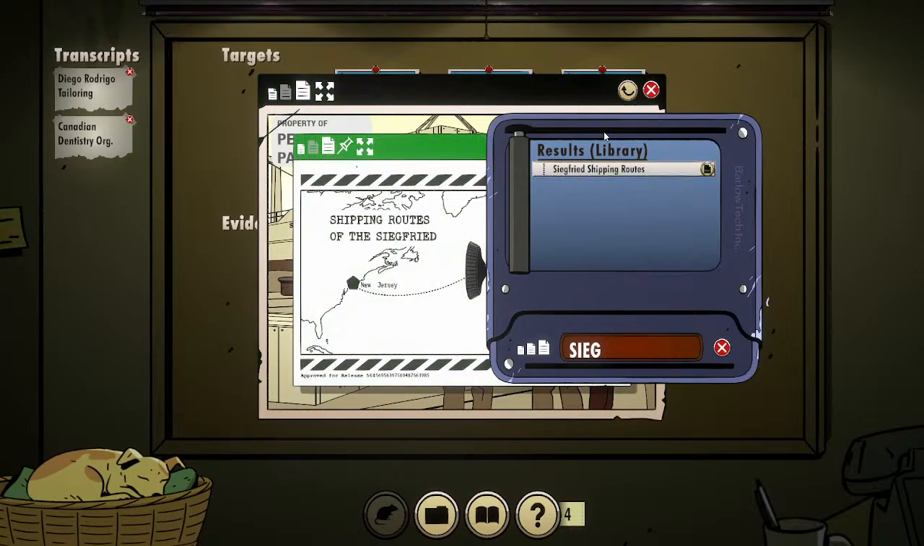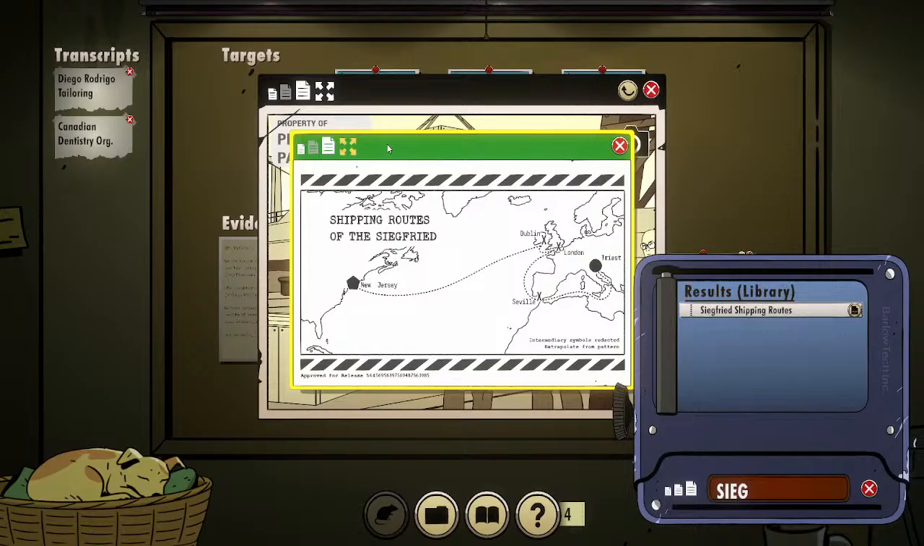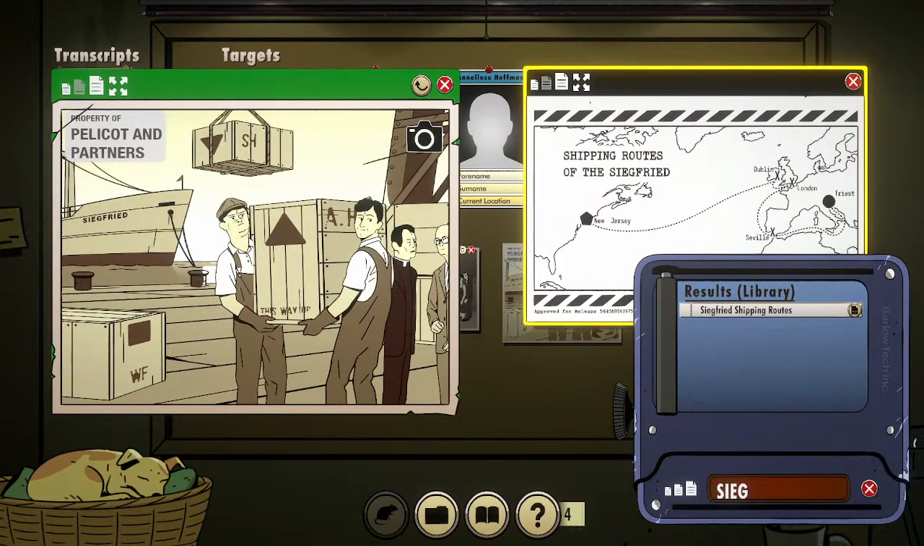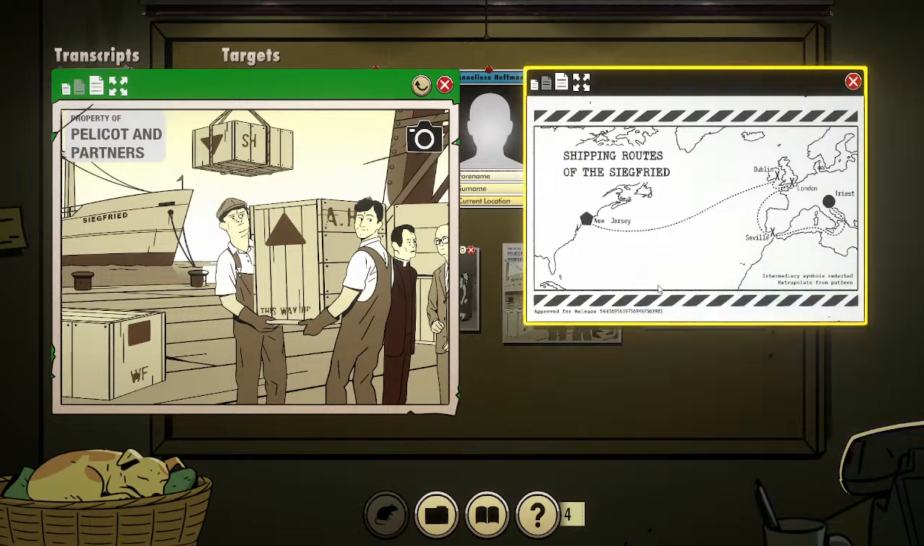Am I going to need to pin this or something? Let's pin this so that it's... Ah, you can pin things. Can I pin stuff from the glossary? New Jersey to Dublin to London to Seville to Trieste. Intermediary symbols redacted from... Hang on a second.